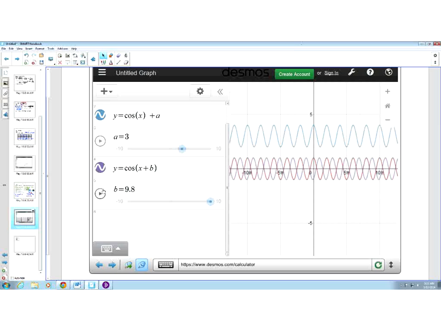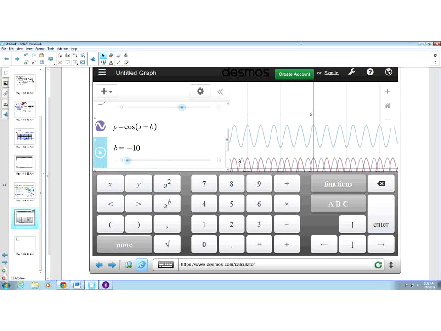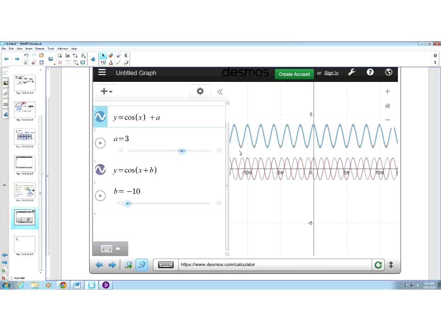Negative values of b map to a translation to the right on the x-axis. All right, so as I increase b, or as b is positive, the graph shifts to the left. If I decrease b, or b goes negative, the graph shifts to the right. Okay, you see how that works? So go online and practice this if you need convincing.